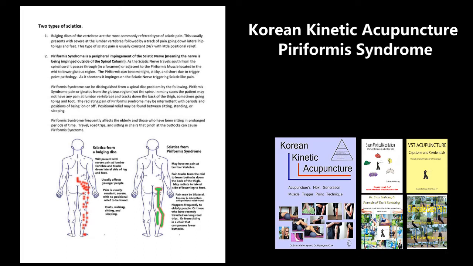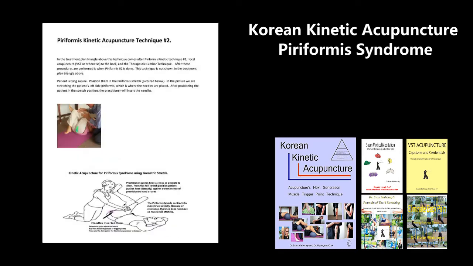So here's another representation of the isometric stretch of piriformis. The practitioner pushes the knee as close as possible to the chest. From the full stretch position, patient pushes knee laterally against the resistance of the practitioner's hand or arm. The piriformis muscle contracts to move the knee laterally. Because of resistance, the knee does not move, so the muscle will stretch. And the needles are inserted in that area, marked on the right side, and you could have the patient point to your trigger point. So this is the isometric stretch.